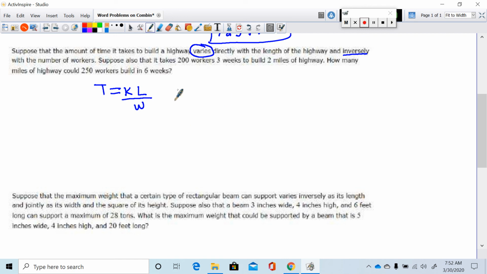Suppose that it takes 200 workers. So I'm just going to fill in all the pieces. I never know k. So I've got 200 workers, 3 weeks, that's time, to build 2 miles, that's the length of highway. Okay, so I need to stop and find k. So I'm just going to go ahead and cross multiply here. 3 times 200 is 600 equals 2k. Then I'm going to divide both sides by 2. So I get 300 for k.